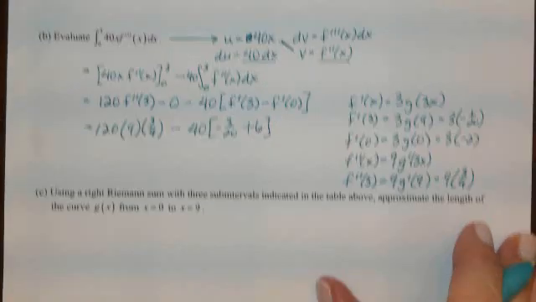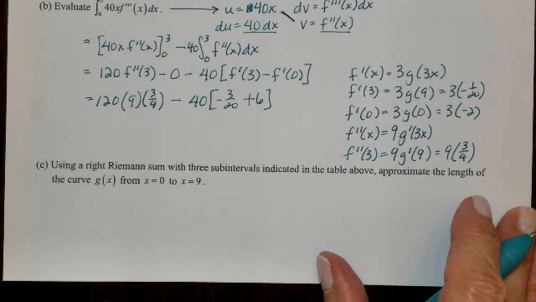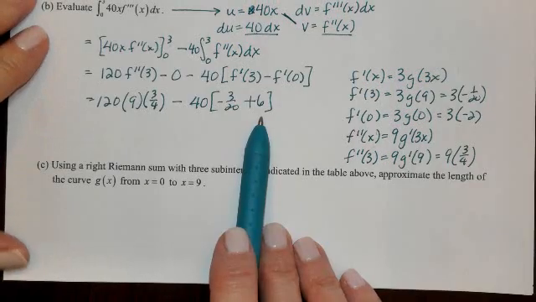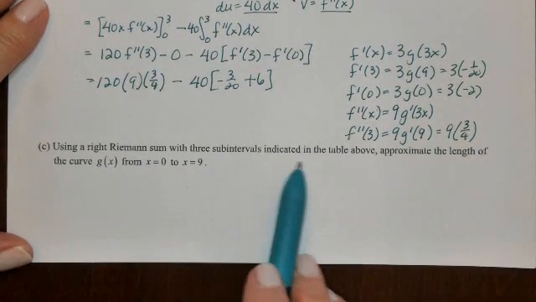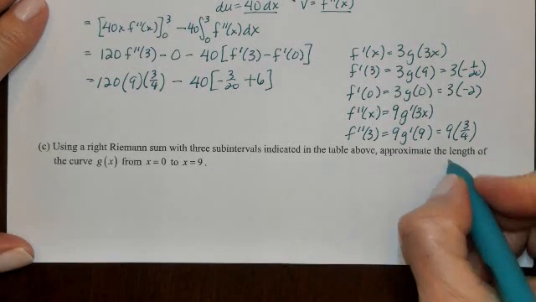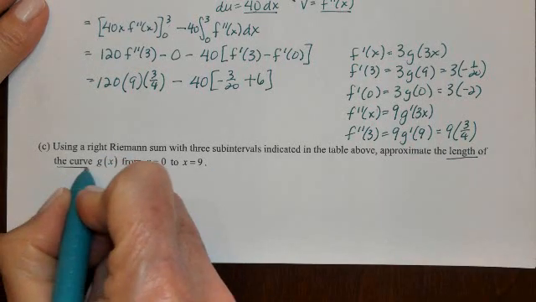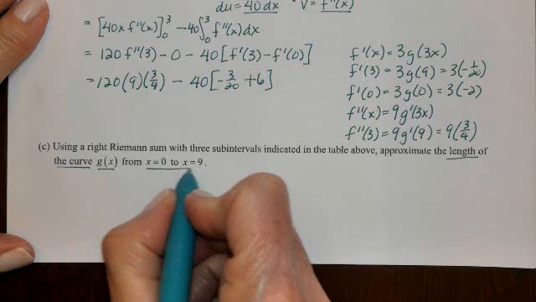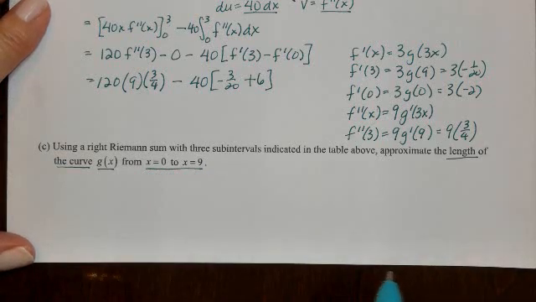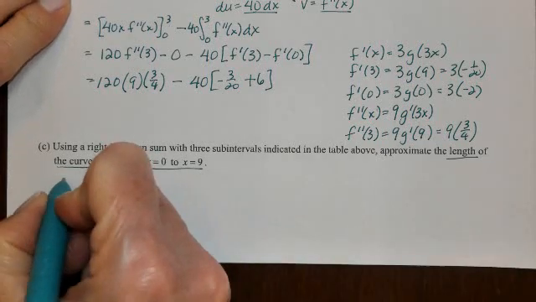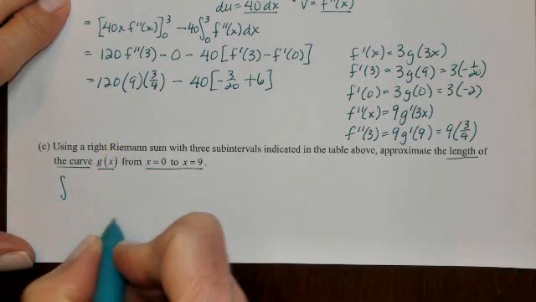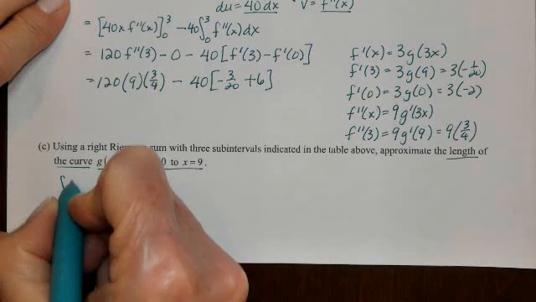Okay, part 2. Let's take a look at this. Using a right Riemann sum with 3 subintervals indicated by the table above, approximate the length of the curve g of x from 0 to 9. So first of all, let's write our integral for the length of g of x from 0 to 9. It's the length of a curve, so 0 to 9.